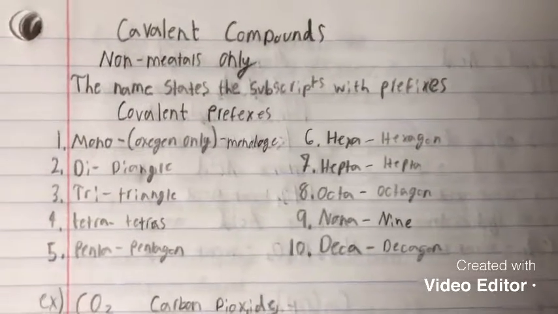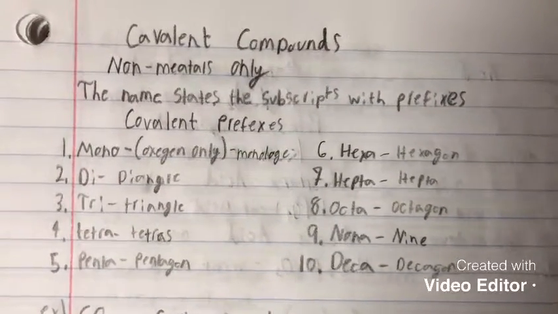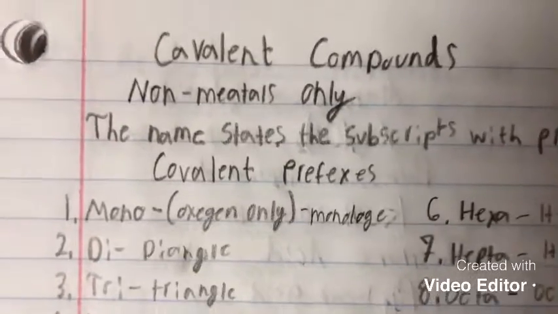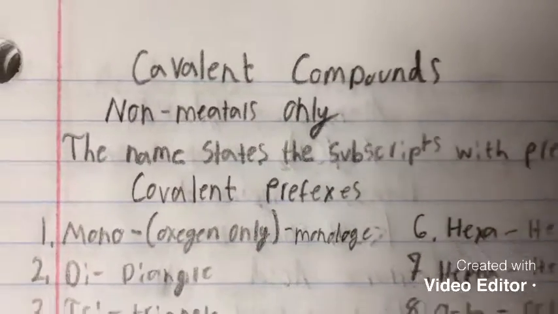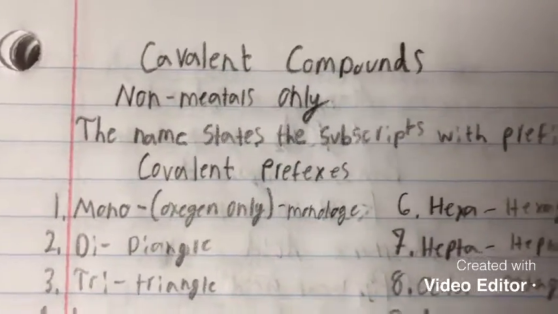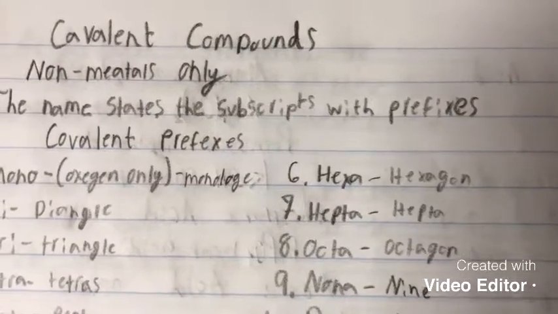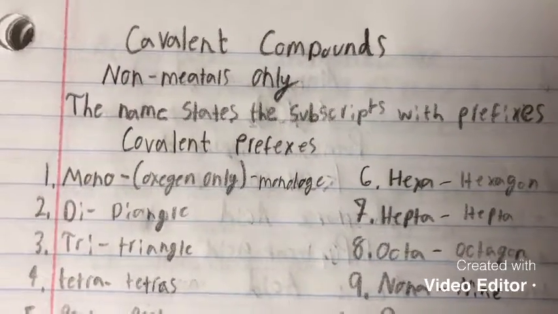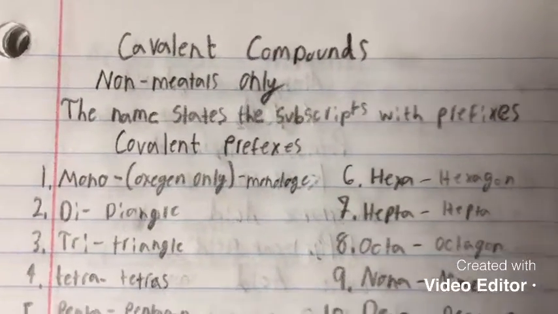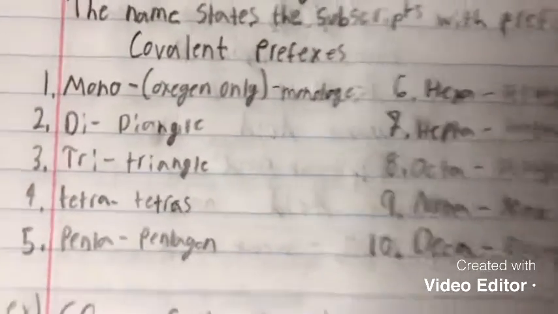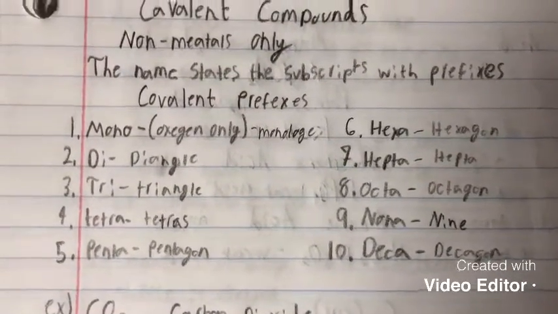In this video, we're going to be talking about covalent compounds. In covalent compounds, nonmetals are only written in the formula and in the name. So the name states that the subscripts with prefixes are covalent prefixes. Here are the prefixes that we are given.